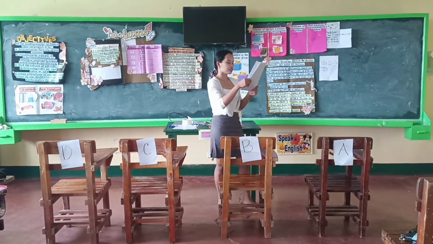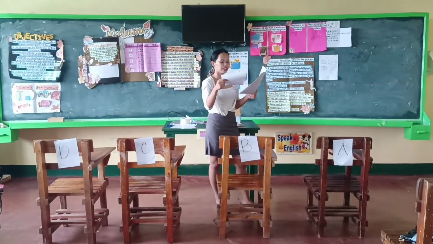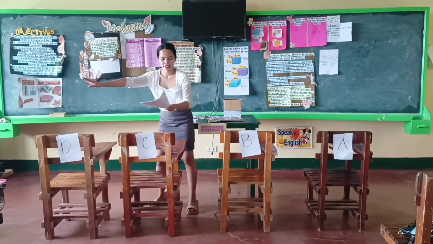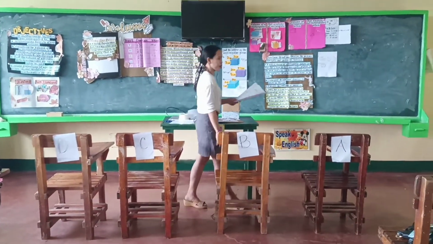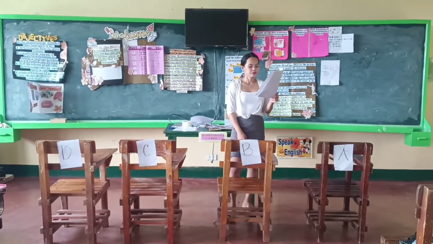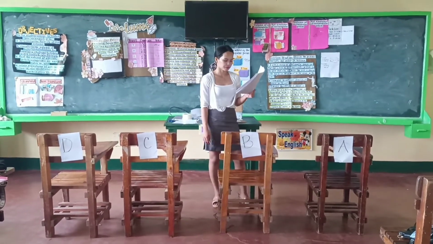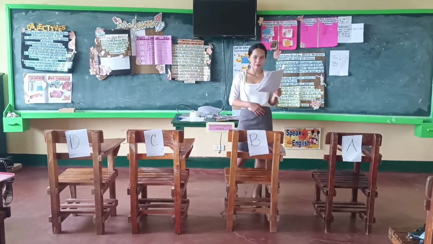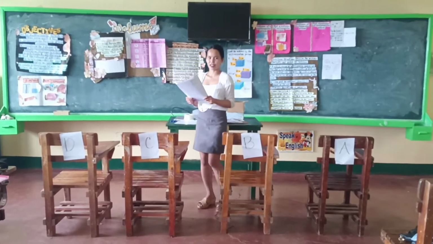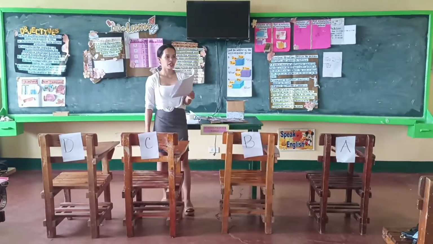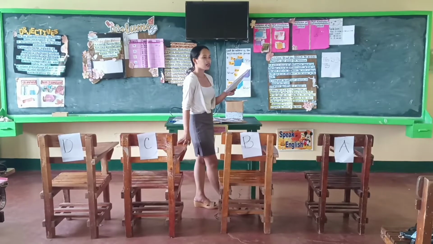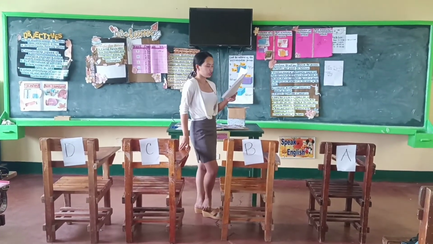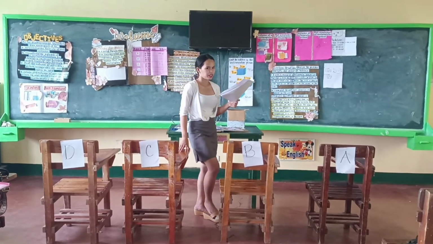And the correct answer is letter A. So, you'll be out here. Just be seated. So, refer to number 1. Compute the volume of the box, 8 cm by 4 cm by 2 cm. A, 68 cubic centimeter. B, 64 cubic centimeter. C, 60 cubic centimeter. And D is 80 cubic centimeter.